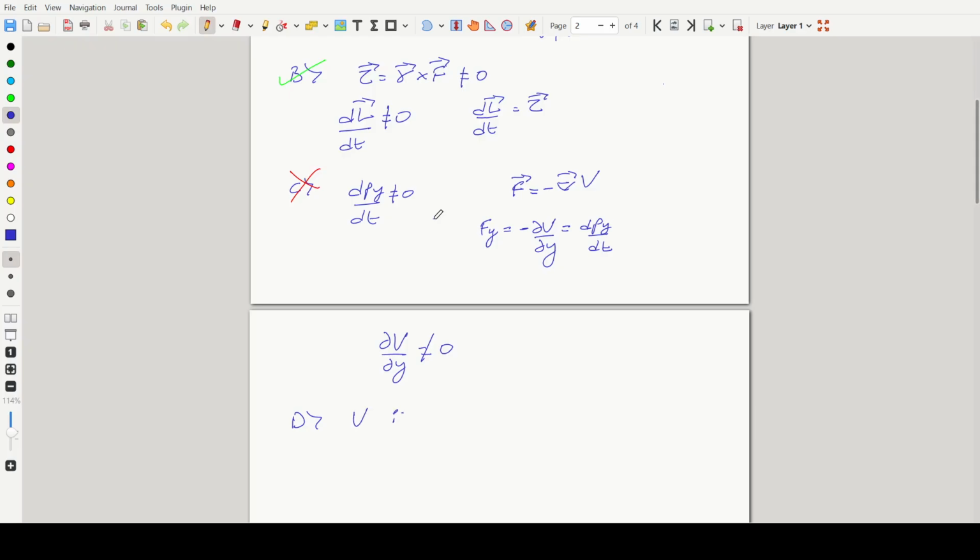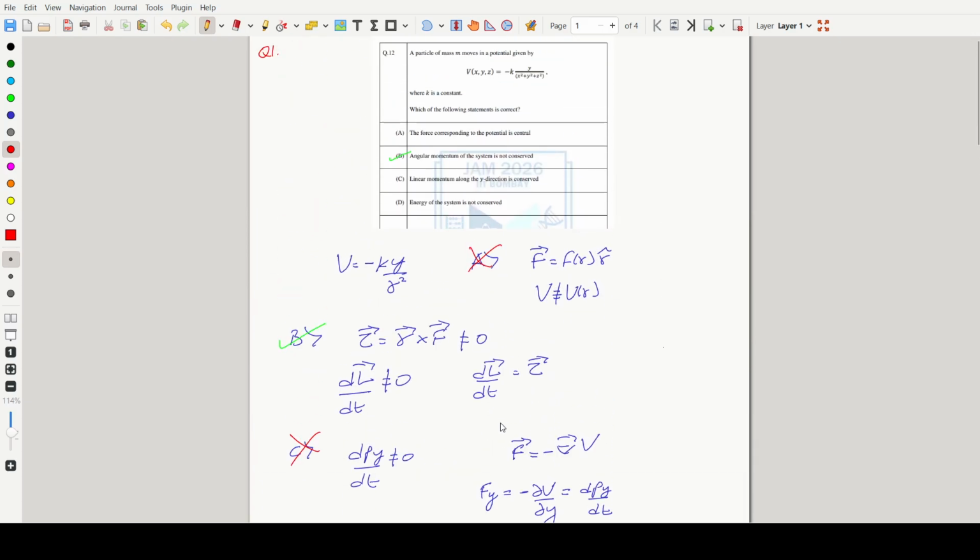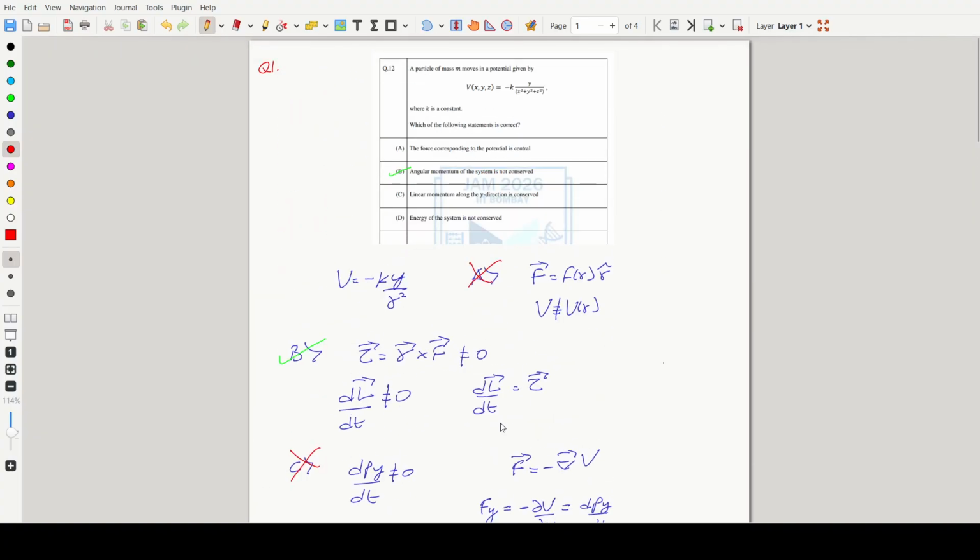Moving on to option D, they're asking whether energy is conserved or not. V is independent of time, right? If V is independent of time, the Hamiltonian, which is given by kinetic energy plus potential energy, is also independent of time. So there's no reason to believe that E is not conserved. So option D is incorrect. E is definitely conserved. Now we're done with problem one.